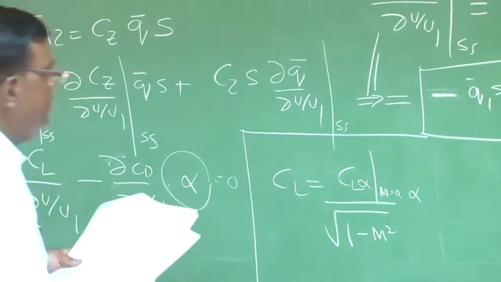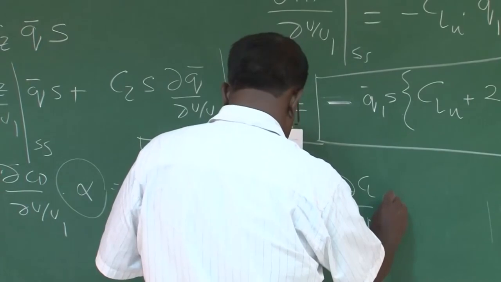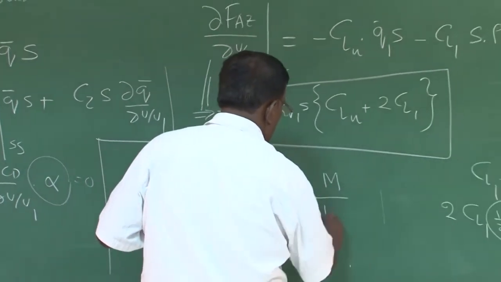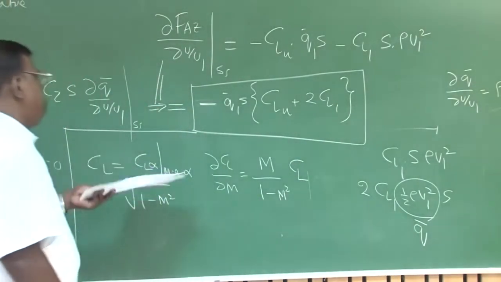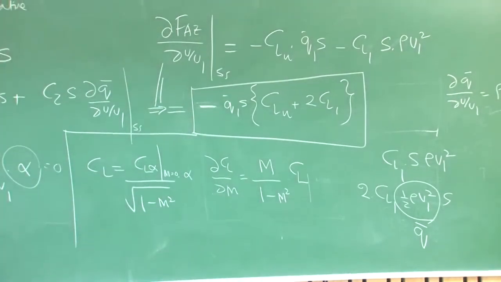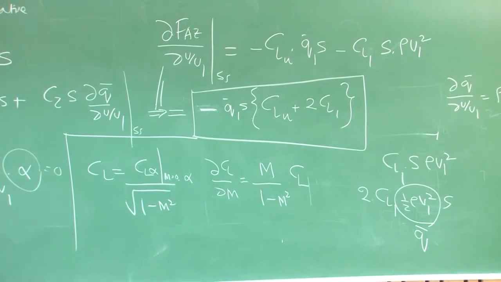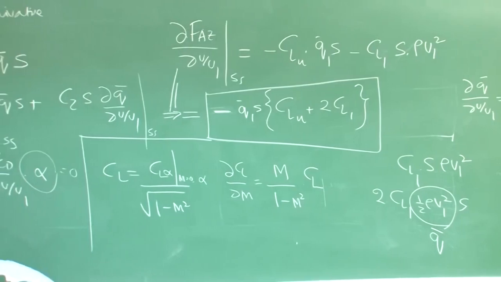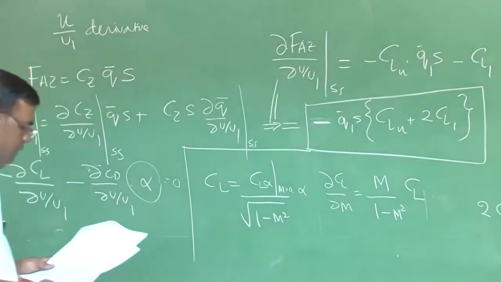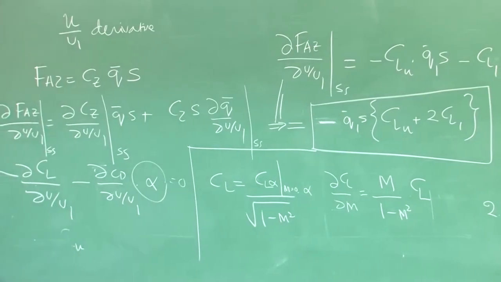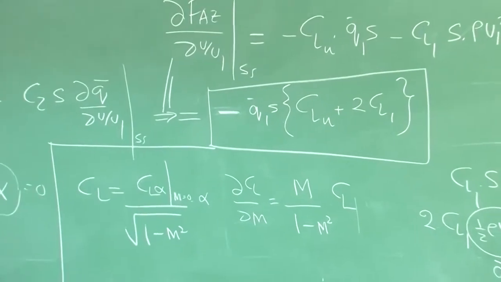So now if we simply take a derivative dCL by dm, you get an expression as m by 1 minus m square into CL. So analytically also, as a first-hand approximation, you can easily find the value of dCL by dm, which will be required in finding the value of CLU. Okay. But for practical purposes, you need to do it in your own way through different testing.